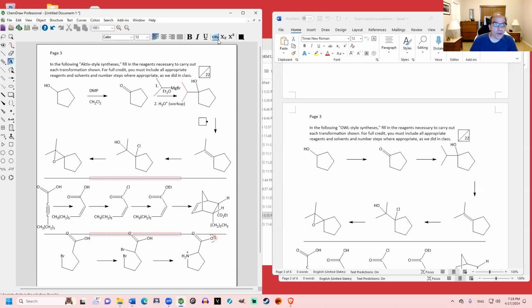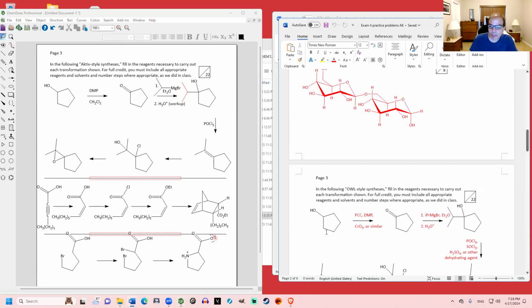Probably one of the best ones we've learned about is POCl3. Phosphorus oxychloride is a very good dehydrating agent. Thionyl chloride would also work, SOCl2. Acetic anhydride might work. Again, since I know there are people following along on the answer key, H2SO4 is fine. Concentrated sulfuric acid is fine.